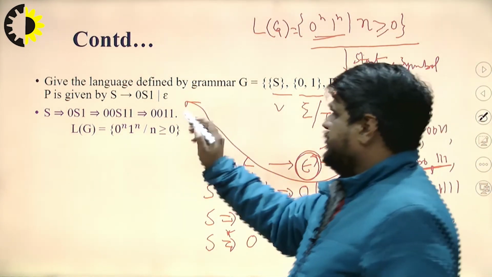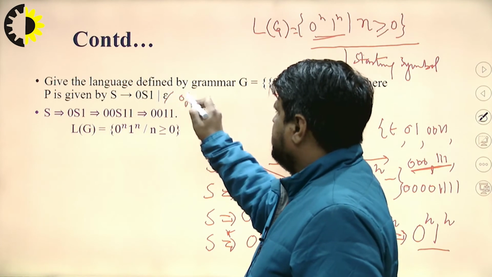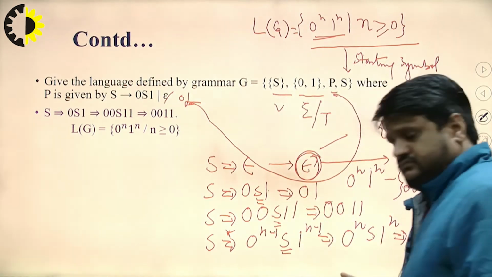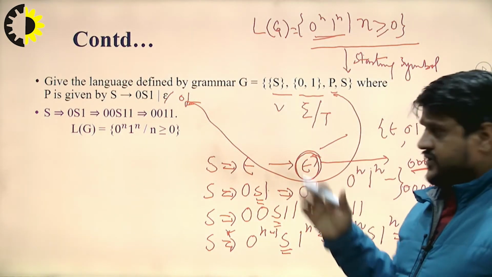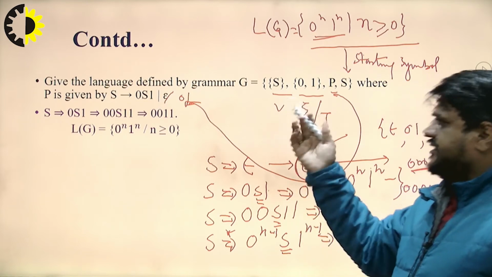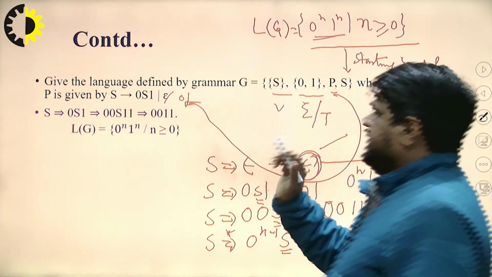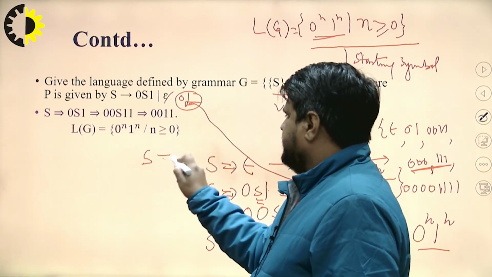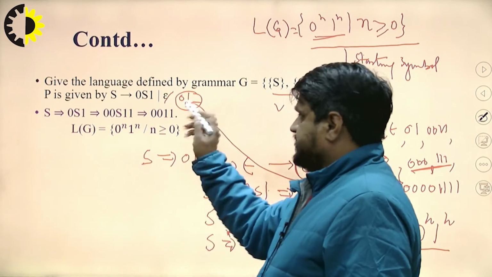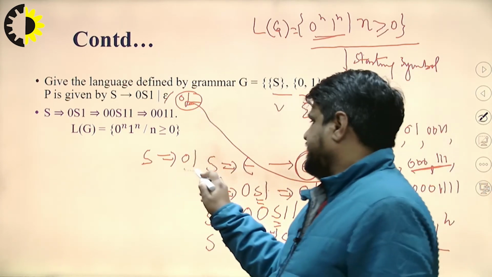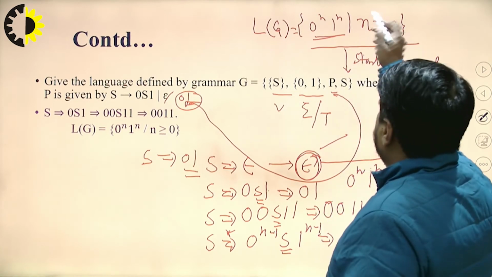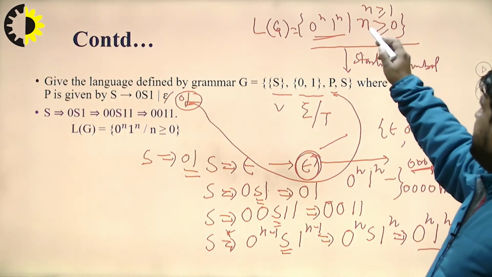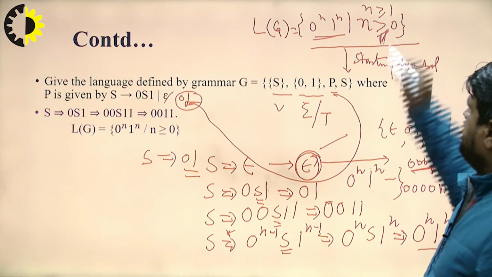Here I have modified this one: epsilon is replaced by 0 1. Then what is the language generated by the particular grammar? You can see here the minimum string is 0 1 now. S derives 0 1. Instead of epsilon, the minimum string generated here is 0 1. So this definition is slightly modified. It becomes n is greater than or equal to 1, or you can say n is greater than 0.